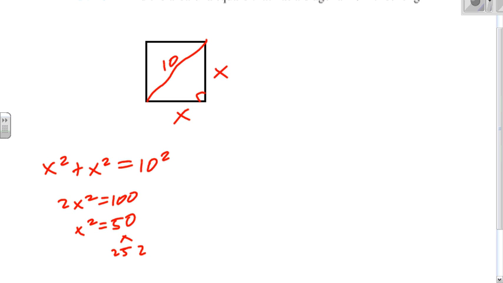That's 25 times 2, 5 and 5. So x equals 5 square root of 2.